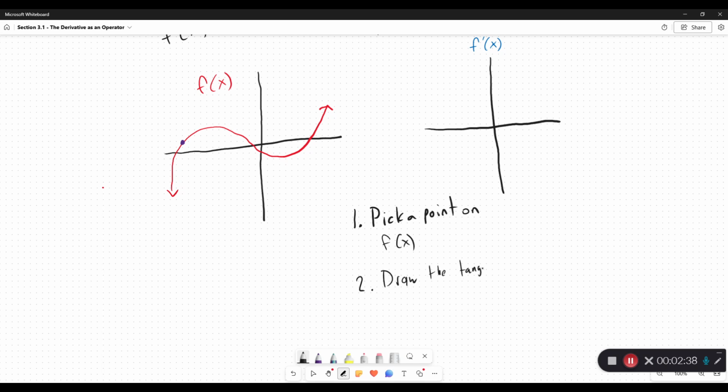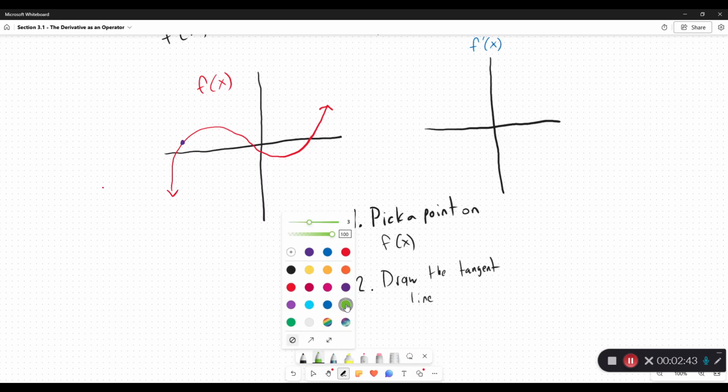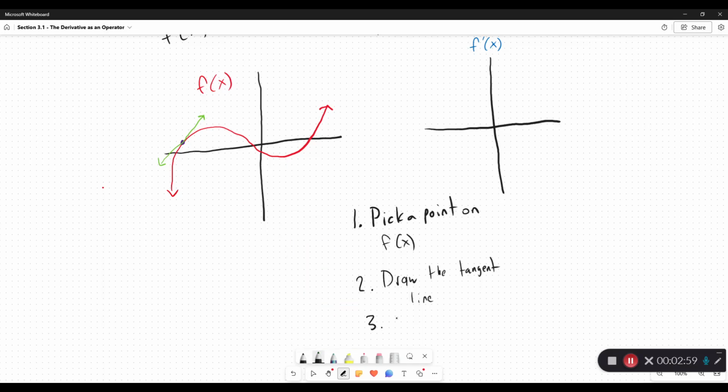the tangent line. As a reminder, a tangent line is a line that only touches the graph at one point, sort of maybe something like that. So we have this green tangent line, and unfortunately there is a step 3. The slope of the tangent line is the y value of f prime.